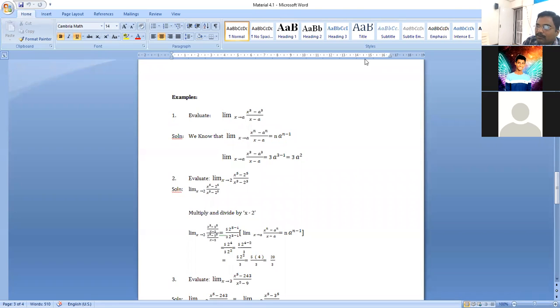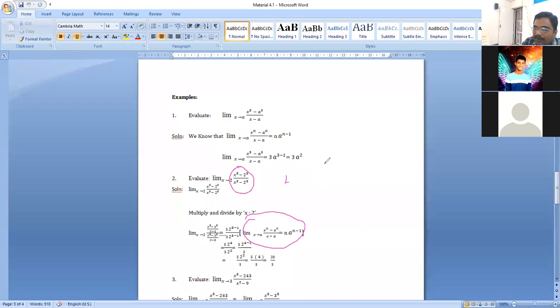Now we'll do the second problem. Evaluate limit x tends to 2, (x power 5 minus 2 power 5) by (x cube minus 2 cube). Now here it is like this. But in order to apply this formula, it must be like this. This is the formula you require: limit x tends to a of (x power n minus a power n) by (x minus a) equal to n into a power n minus 1. Here there is no such denominator.